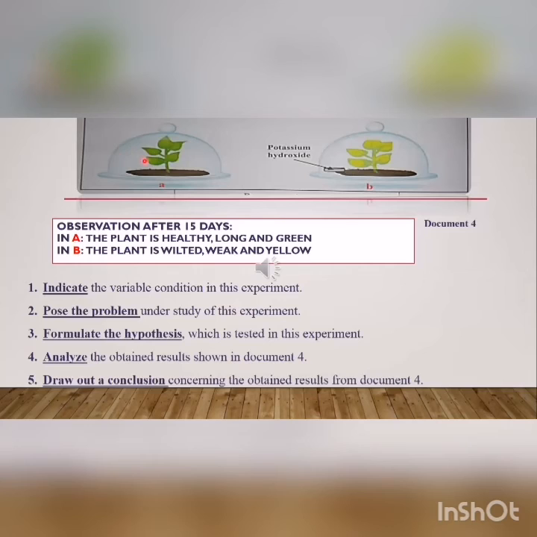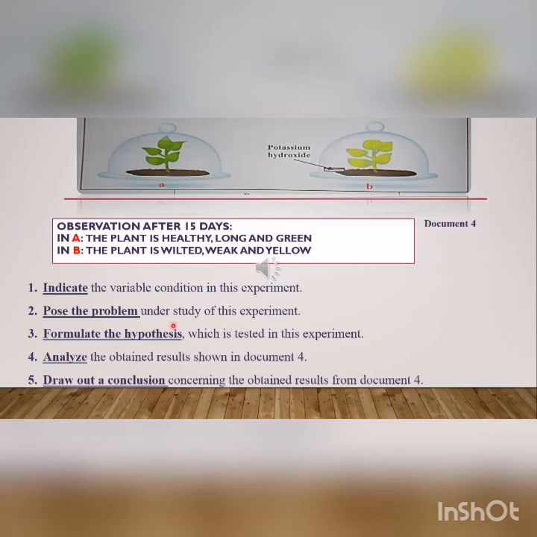Look at the figure. Here in A, we have a glass. The air under this is rich in carbon dioxide. In B, the air is poor in carbon dioxide, where potassium hydroxide absorbs CO2. After 15 days, in A, the plant is healthy, long, and green. In B, as you see, it is wilted, weak, and yellow. Indicate the variable condition in this experiment. The difference between the two is the presence of carbon dioxide, so the variable condition is the presence of CO2.